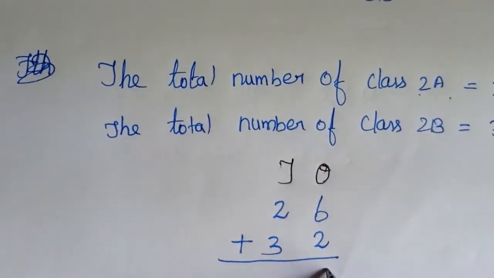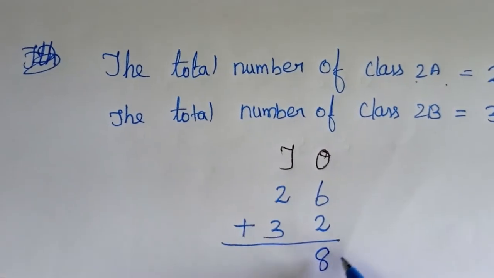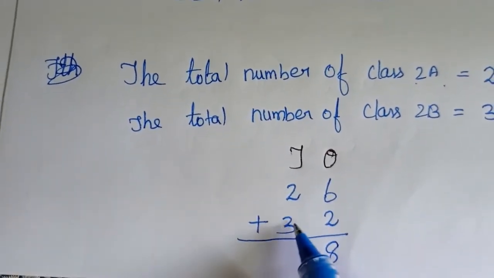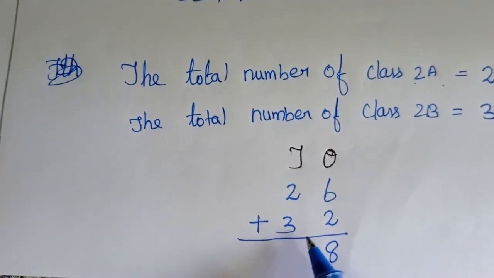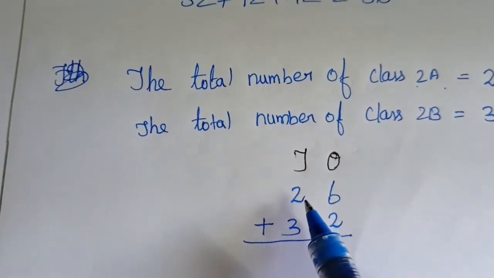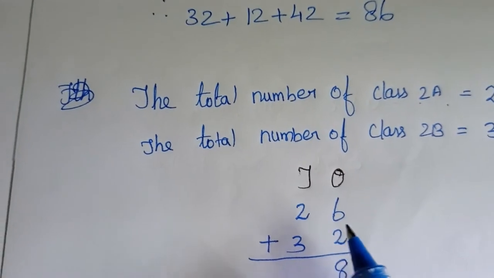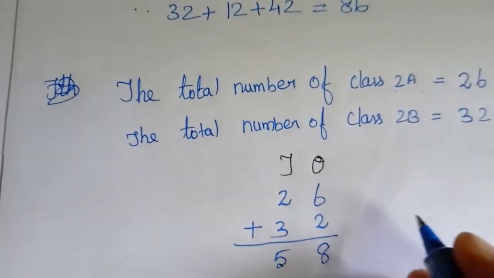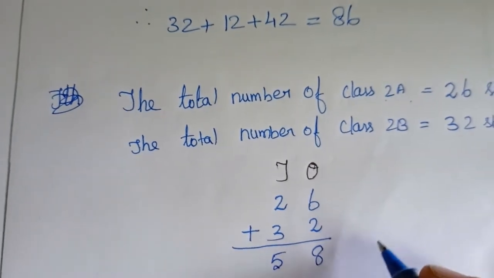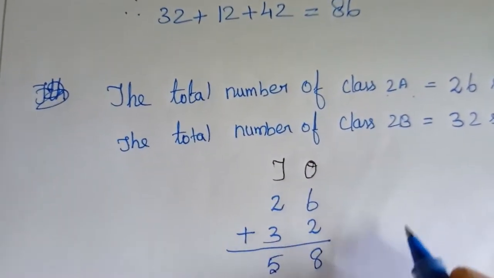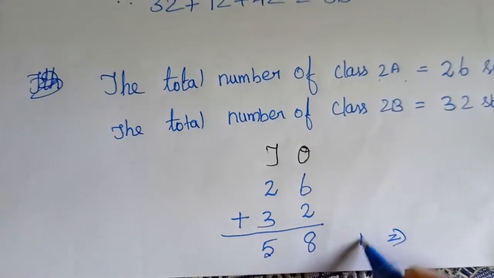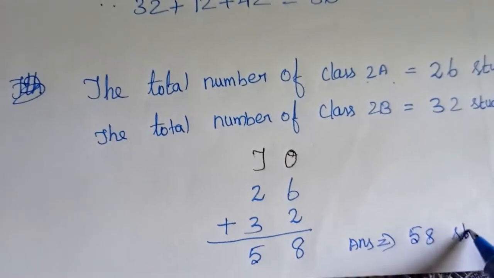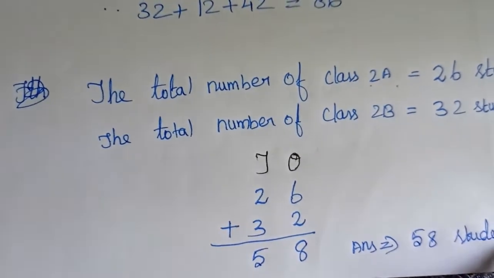Okay, so write 8 in the ones place and you have to add the tens place value. Here the bigger number is 3. So keep 3 in mind and take two fingers, 3 after 4 and 5. Okay, so the total number of students in both the classes is 58. So the answer is 58 students in both the classes.